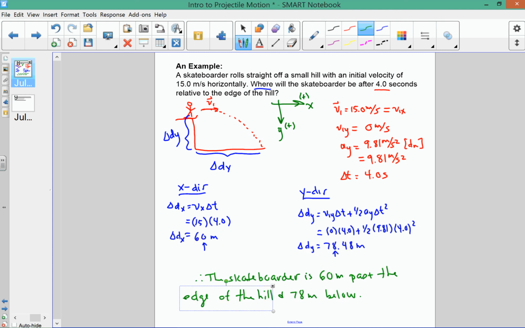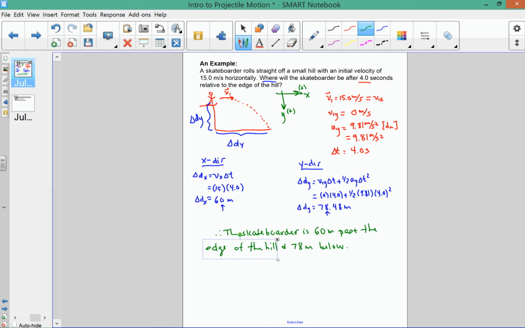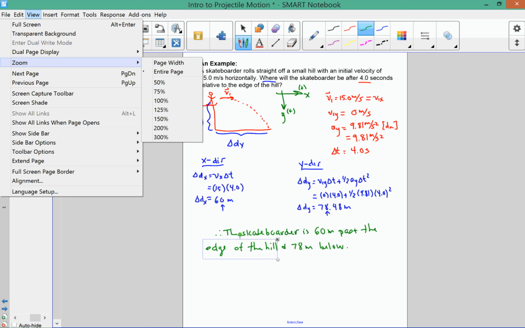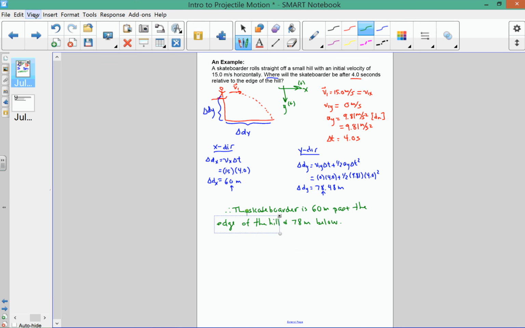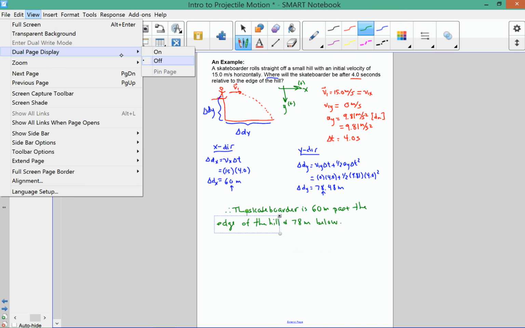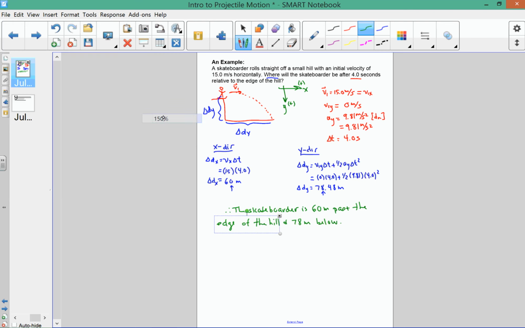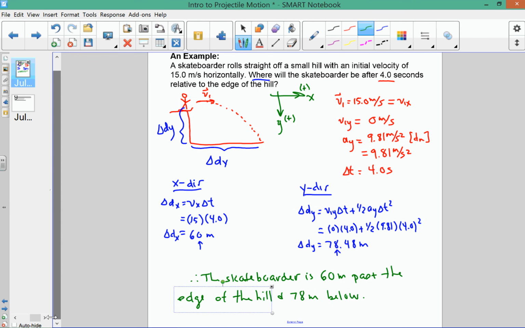But there's one other way that I can describe his position, and that's using displacement and taking it as a vector. So let's just zoom in a little bit. So maybe it's like this. Okay, that's a little better.